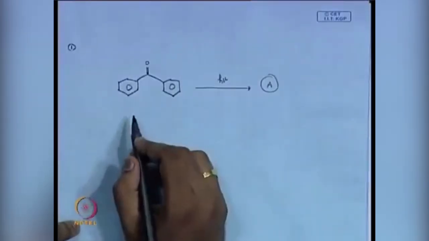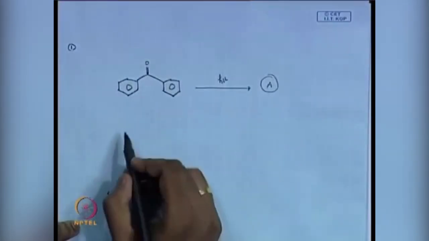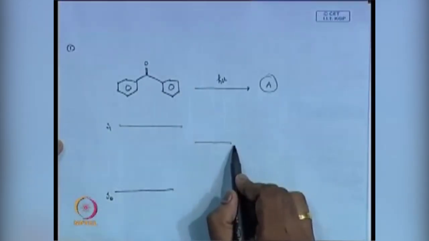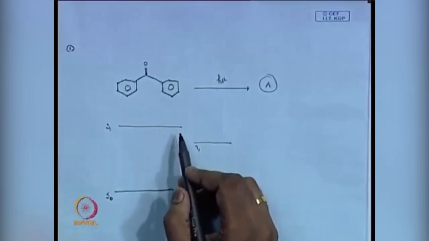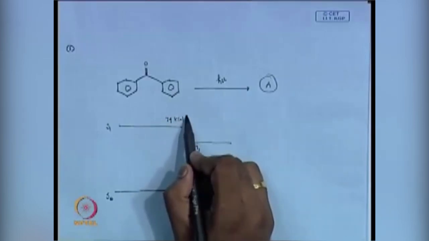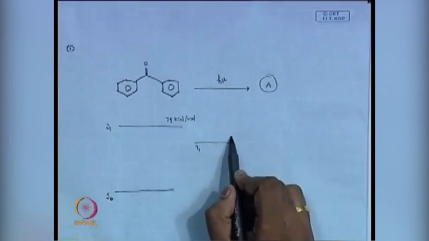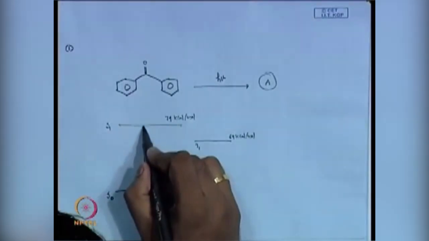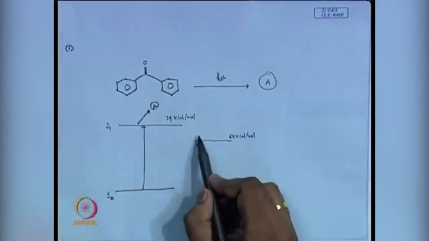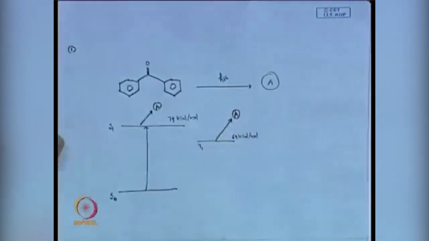So, what I do is that I take this benzophenone. I know the energy values of benzophenone, right. So, what is the S1 energy value of benzophenone? Any idea? You have studied that. The excited singlet energy of benzophenone is around 74 kilocalories per mole, and your triplet is 69 kilocalories per mole. So, what happens? Your S0 can go to S1. From S1, I can get the product A, or it can undergo intersystem crossing to give me product A from the triplet, but right now I do not know from which state it is going.